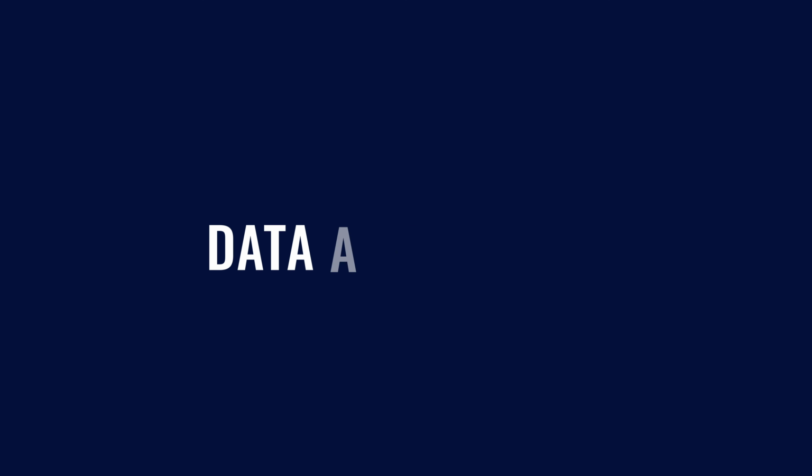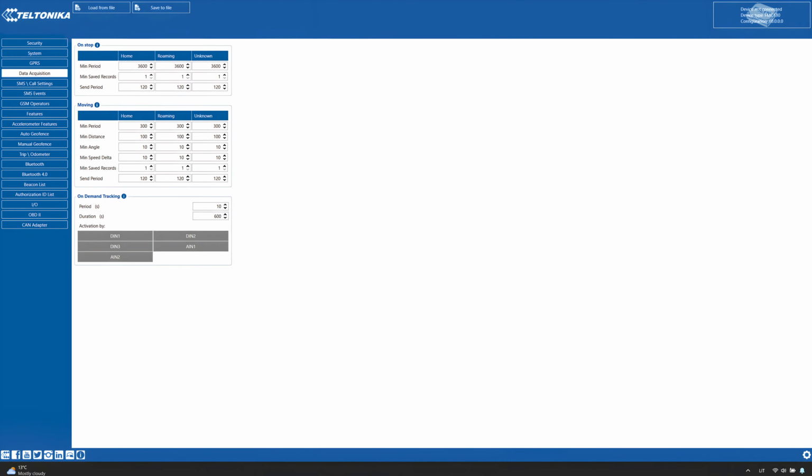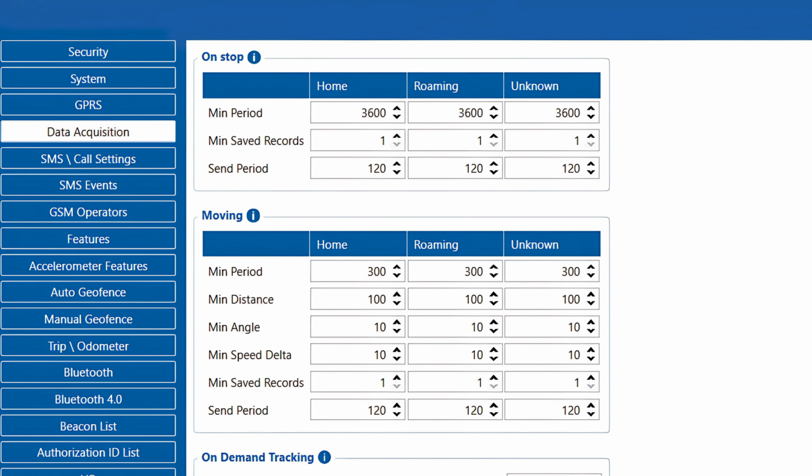Today, we will talk about the Data Acquisition tab, which allows us to configure how our device will be generating and sending the periodic records. The first thing we see here are on stop and moving tables. So let's check how we can configure the device to generate records according to our needs.